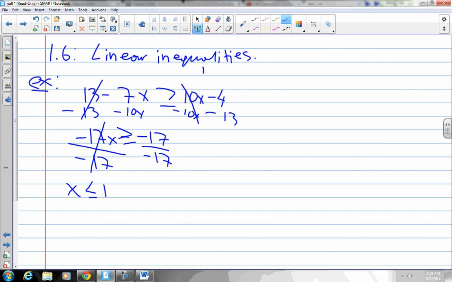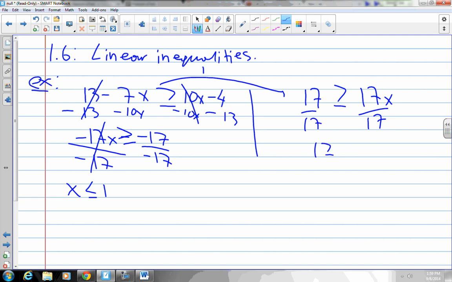Because look, if instead of moving 10x to the left, you move 7x to the right, then this side will be 17x, and you add 4 to that side, you get 17. See what I did? And then if you divide both sides by 17, you get 1 is greater than or equal to x, which is equivalent to that statement, right? They're the same. In this case, I didn't have to flip the inequality, because I kept my x positive. I flipped the inequality by moving it to the other side of the inequality. But anyways, either way is fine.